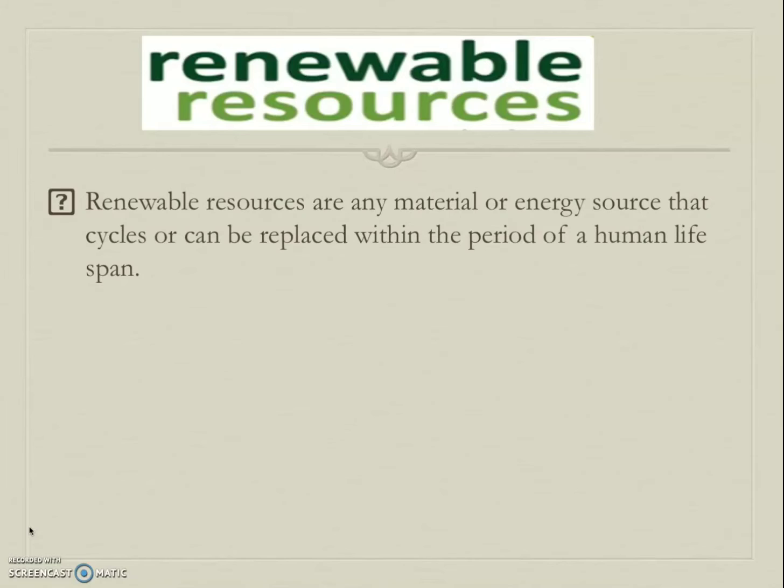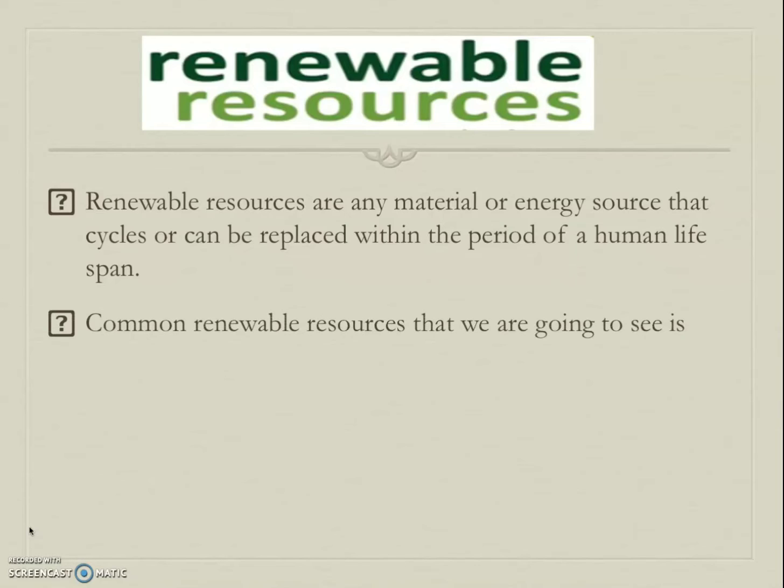So these resources are divided into renewable and non-renewable. First we are going to see renewable resources. Renewable resources are any material or energy sources that cycle or can be replaced within the period of human life. That means these can be reused resources. We can get them again and again. Renewable resources are the resources which can be used repeatedly and replaced naturally.